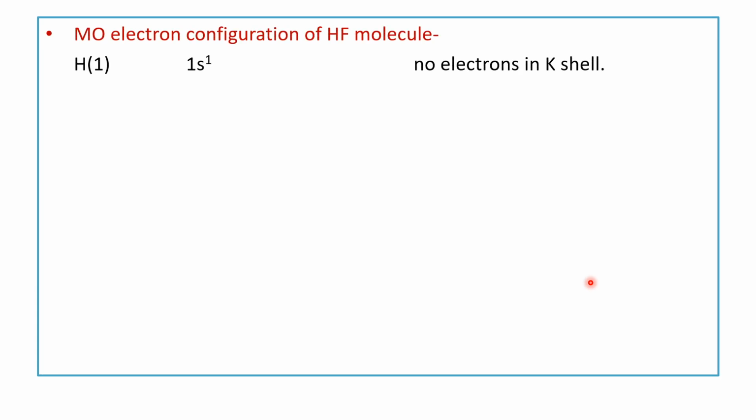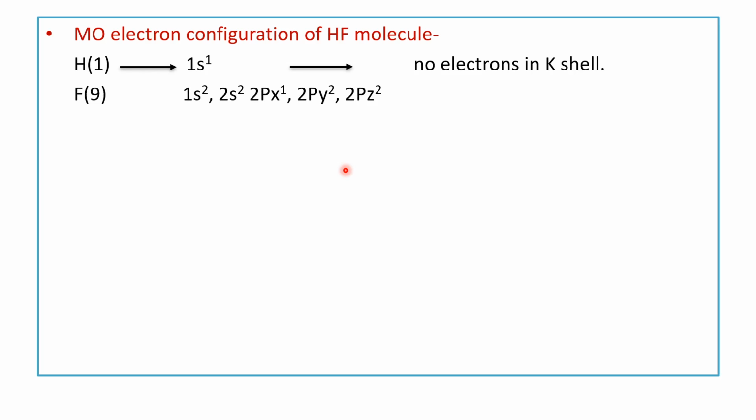So this is the MO energy level diagram for the HF molecule. So based upon this, let's see the MO electronic configuration of the HF molecule. So we know that the first atom is the hydrogen atom, right? And for that we have the electronic configuration 1s1. Now for the 1s1 electron, there will be no electron present in the K shell, because this single electron is used for the bonding purpose.